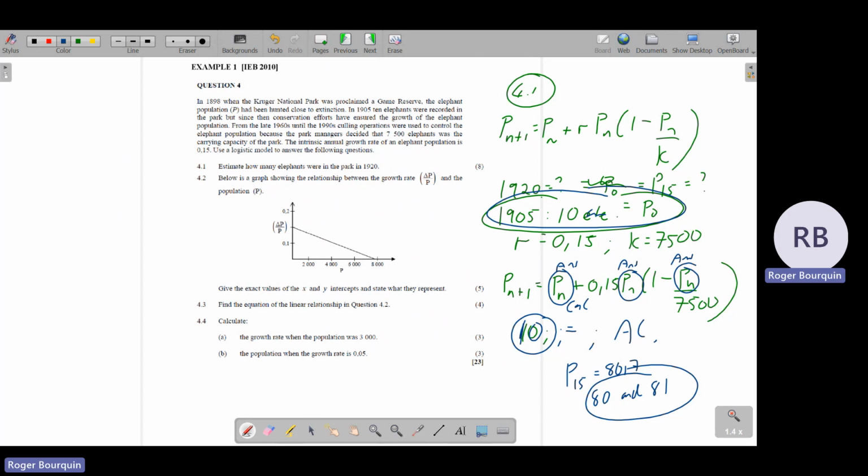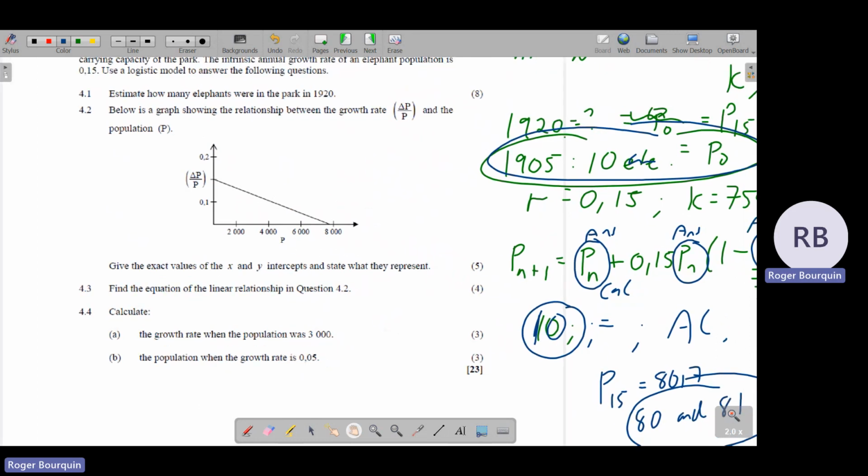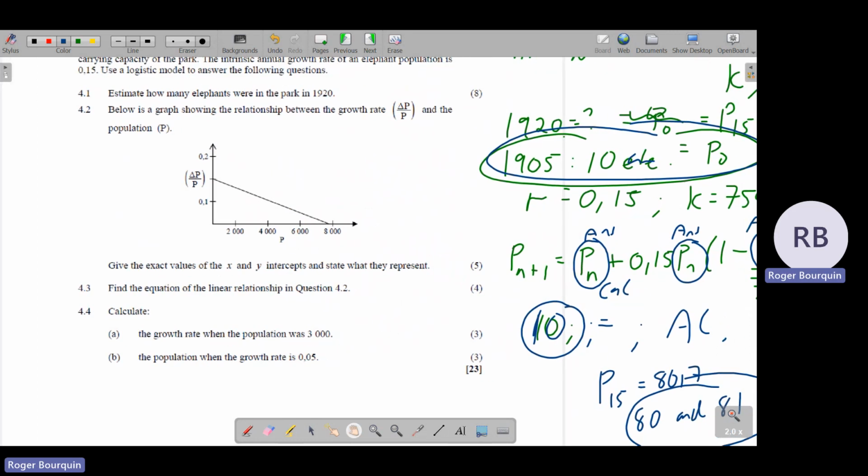Right, now we're going to use this graph. Below is the graph showing the relationship between the logistic growth rate, which remember is delta P over P, and the population P. The important thing to remember about this diagram is, what is this value over here? The maximum logistic growth rate is the intrinsic growth rate. So this value over here is R.